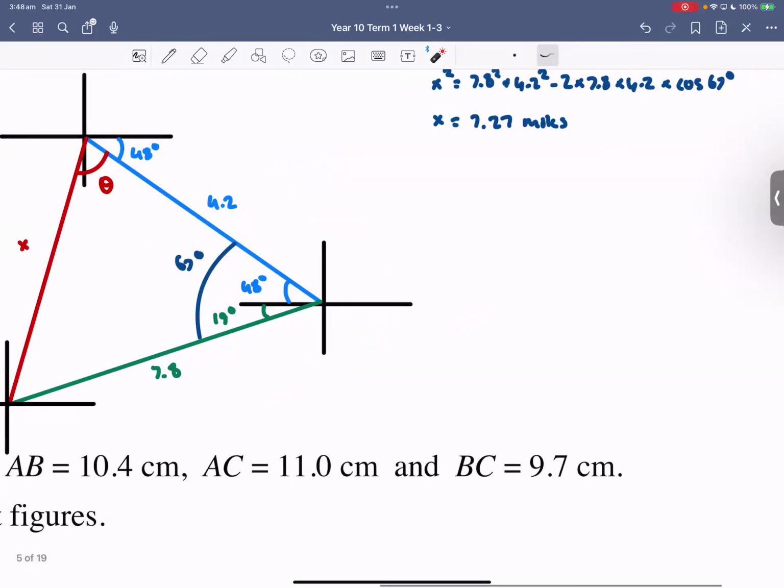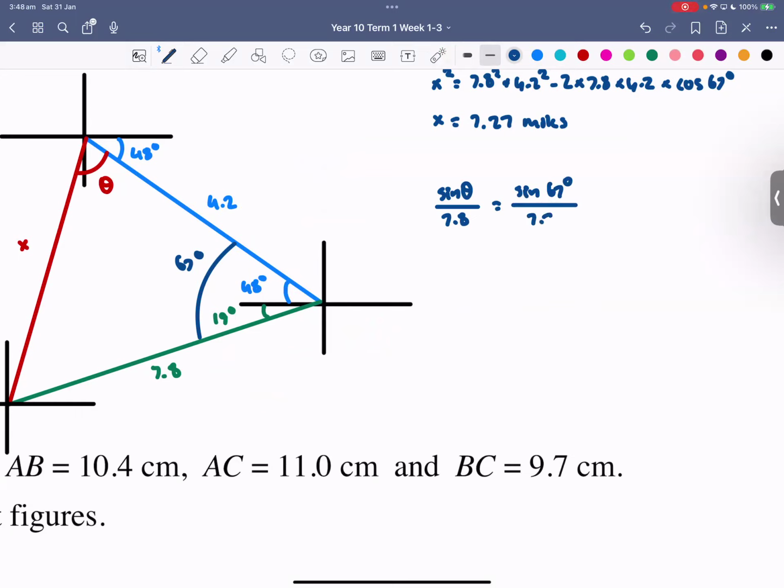So guys, I'll just use sine rule now. Sine rule says sine theta divided by 7.8 equals sine 67 degrees divided by 7.27. Theta is inverse sine of that. And because I'm doing inverse sine, I better do 180 minus the answer and see if it fits.